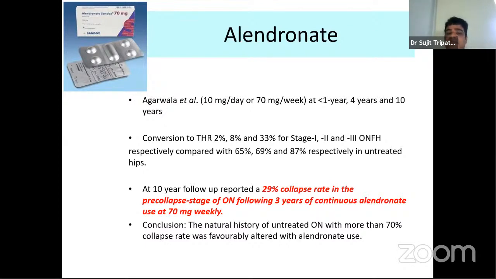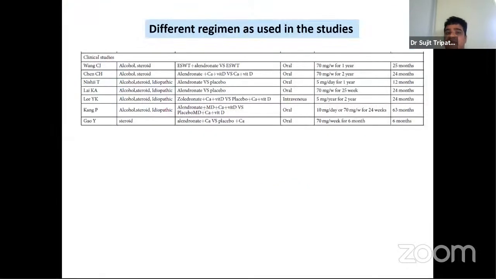And if you see the rate of conversion to THR, it is only 2%, 8%, and 33% for stage 1, 2, and 3 osteonecrosis, compared to 65%, 69%, and 87% in untreated groups. His long-term follow-up is also quite encouraging, because only 29% of the disease collapsed in the pre-collapse stage of osteonecrosis following 3 years of continuous alendronate therapy. So he mentioned that probably we can alter the natural process of osteonecrosis by giving alendronate. And these are the different regimens as used in the studies.